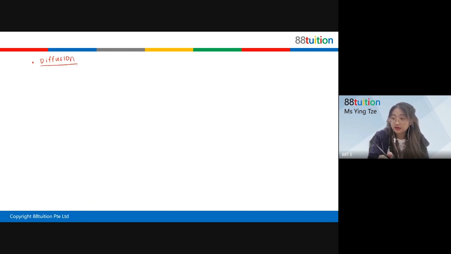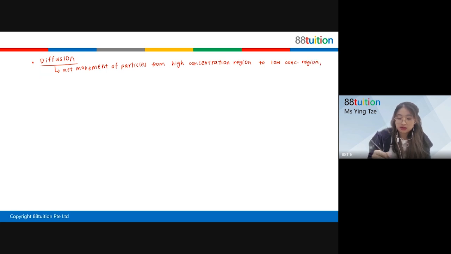Okay, so what is the definition of diffusion? It is the net movement of particles from a high concentration region to a low concentration region until equal concentration is obtained.